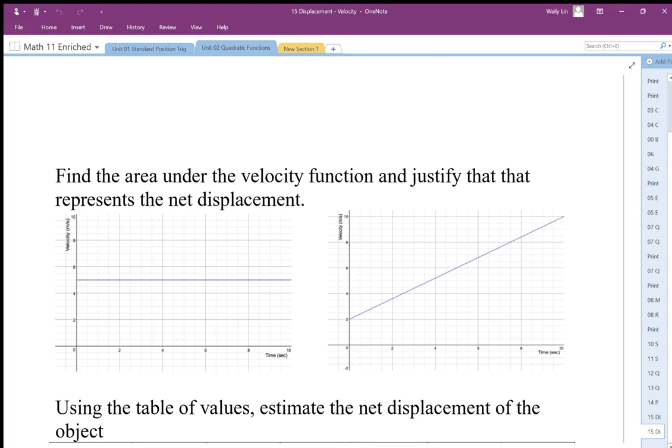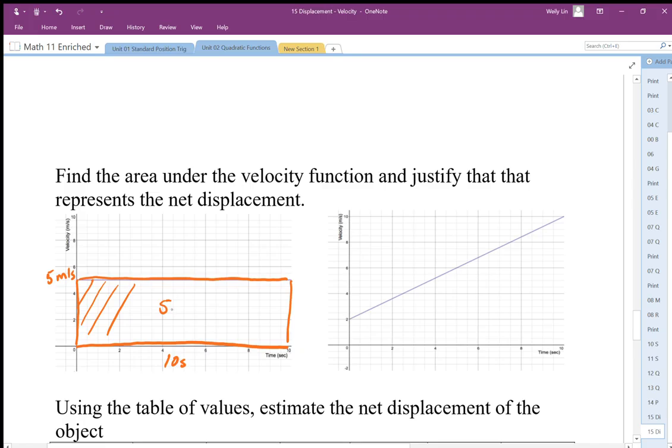So if we say that this is a velocity function, this is a constant velocity of 5 meters per second. Okay? And it's going at 5 meters per second for, looks like, 10 seconds. So if we take 5 meters per second and along the x-axis we take 10 seconds, if we multiply those together, we're going to get this area here. And the area is going to be 5 times 10, which is 50.